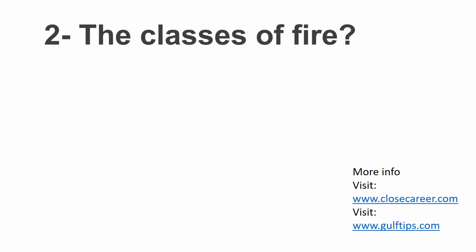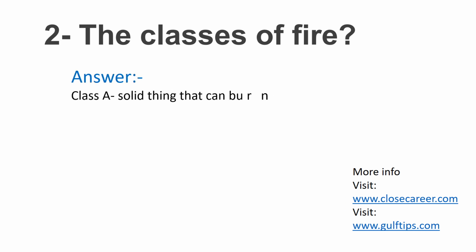Question number 2. The classes of fire. There is an international classification of fire. Class A fire, solid things that can burn. The fire in solid things means in paper, in cloth, wood, and other solid things. Class B fire, flammable liquid gases. If there is a fire in the gas, it is called a class B fire.